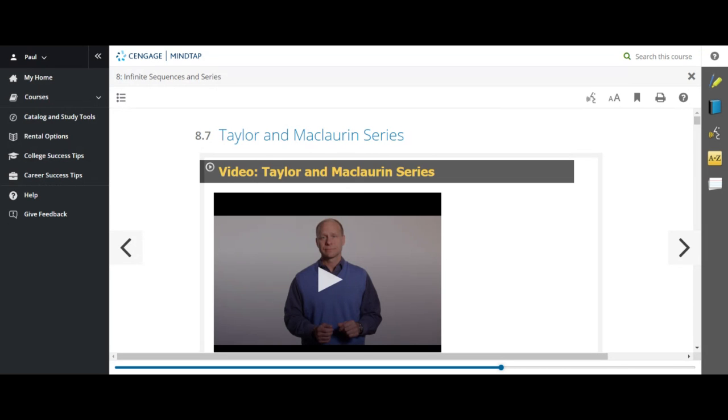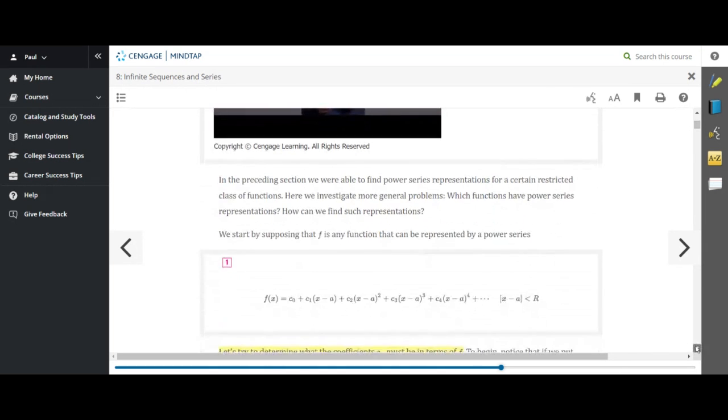Like for instance, I might want to find a power series for the cosine function or the sine function or the exponential function. Those are functions that you didn't see in section 8.6. So we want a more general way to write a power series for a function, and that's where Taylor and Maclaurin series come in. And this is probably one of the most important sections in the entire textbook. So, all right, let's go down here.